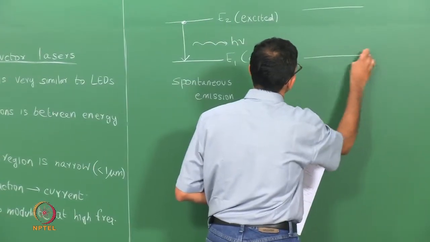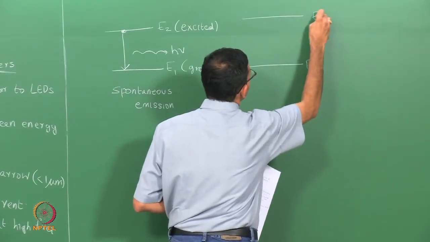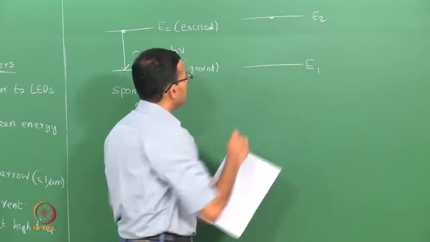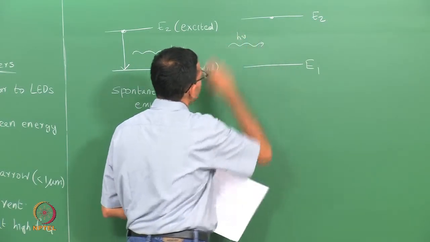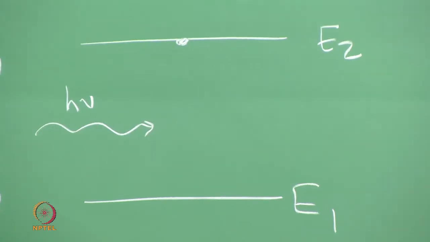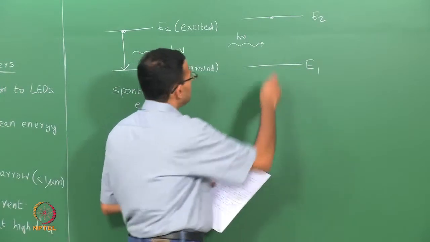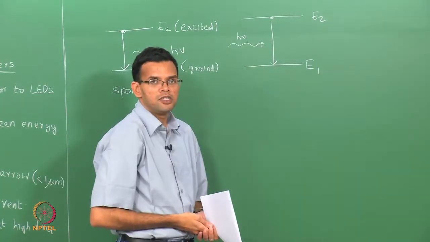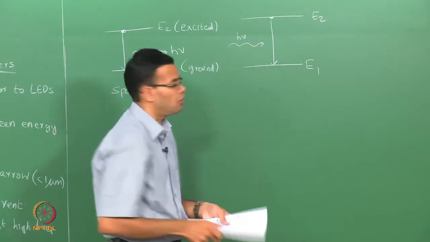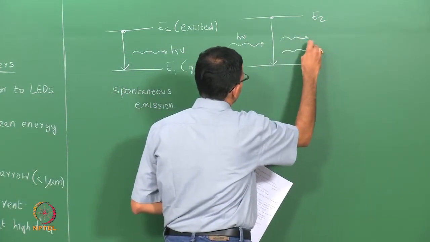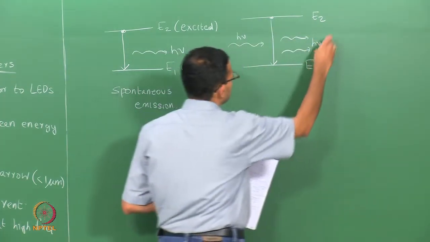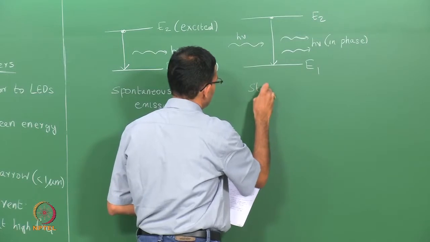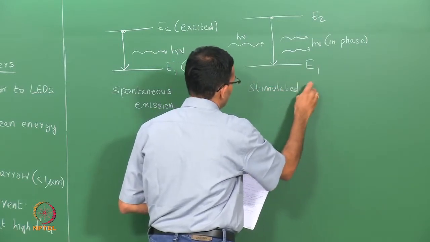Once again, I have a ground state E1 and an excited state E2. I have an electron in the excited state. In this particular case, I have some incident radiation h nu, and the energy of the radiation coincides with the energy of this gap. When this happens, the electron falls back down. This emits another photon which is in phase with the photon that is incident on your sample. So, your output is now essentially two photons that are in phase. This is an example of stimulated emission.